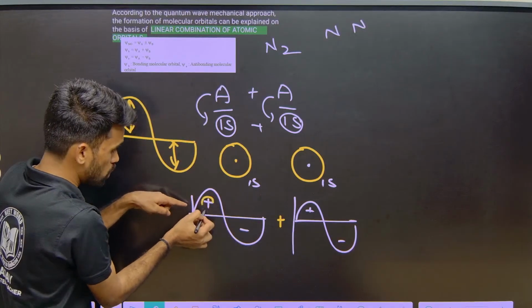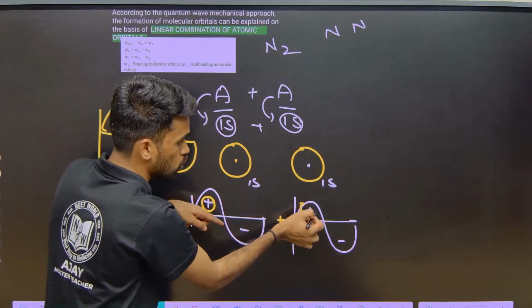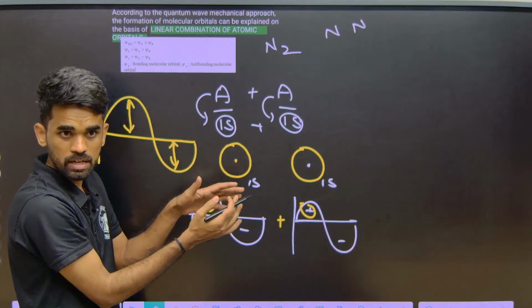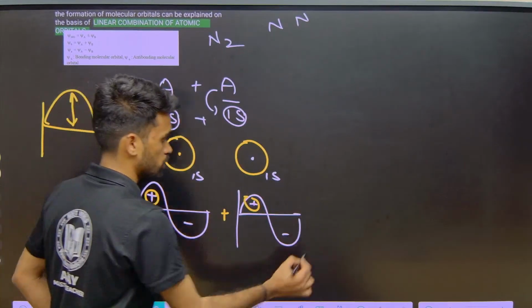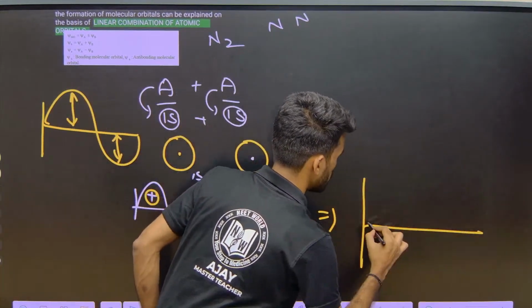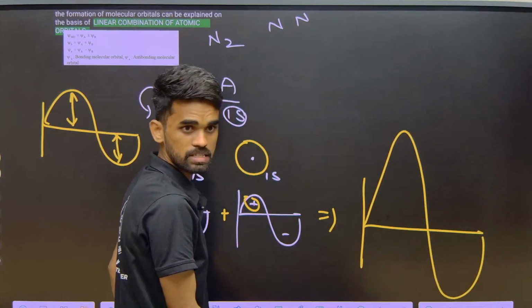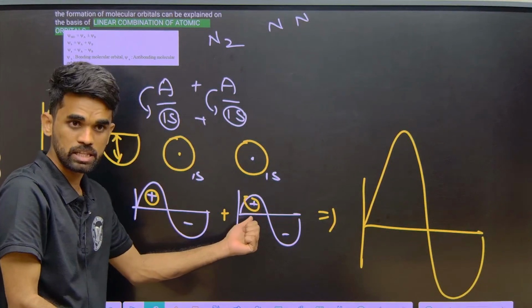So this positive lobe and this positive lobe can overlap, so that we are going to get a wave with a bigger amplitude, something like this. Yes or no? With a bigger amplitude. You are adding these 2 things.